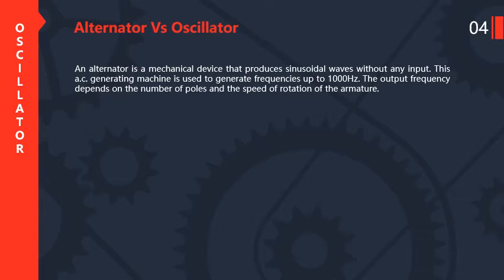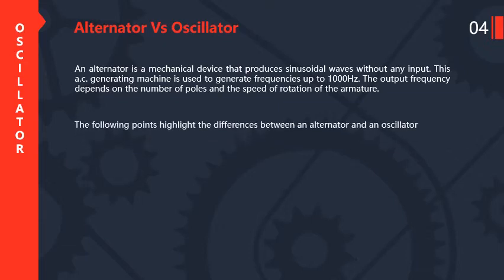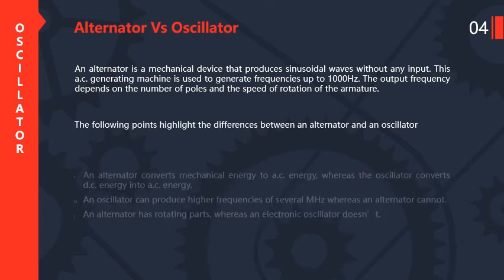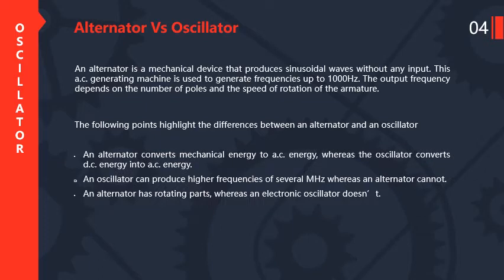सिंपल हम बोलें तो जो अल्टरनेटर होता है, सिंक्रोनस जनरेटर को हम अल्टरनेटर बोलते हैं, उसको हमें बस प्राइम मूवर के थ्रू उसके रोटर को घुमाना होता है और वी गेट दी AC इनपुट. The following points highlight the difference between an alternator and the oscillator. An alternator converts mechanical energy into electrical energy, whereas the oscillator converts DC into AC energy.